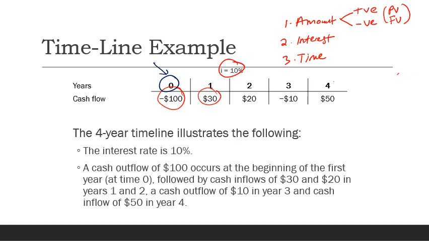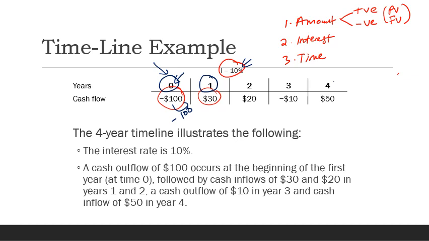The 4-year timeline illustrates the following. The interest rate is 10%. The cash outflow of 100 occurs at the beginning of the first year. When it says beginning of the first year, it will be at the end of year 0. So it should be here, negative.